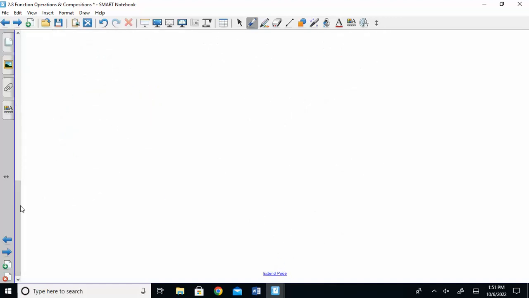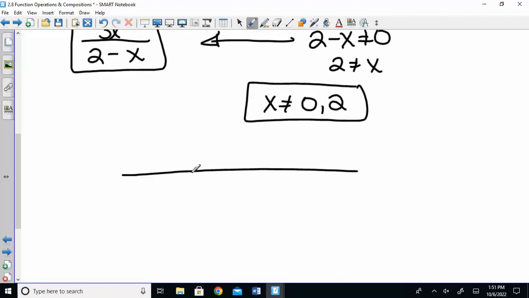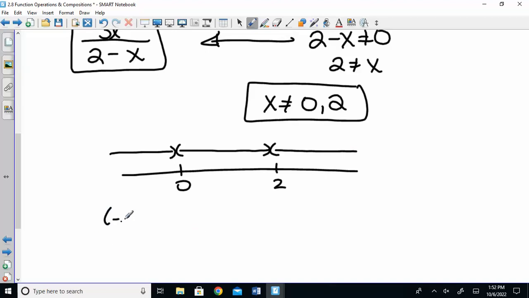If you wanted to do the interval notation, just to kind of show you what it is, it's basically saying you have everything smaller than 0, everything between 0 and 2, and then everything bigger than 2. So it's actually 3 pieces. Negative infinity to 0, union 0 to 2, union 2 to infinity.